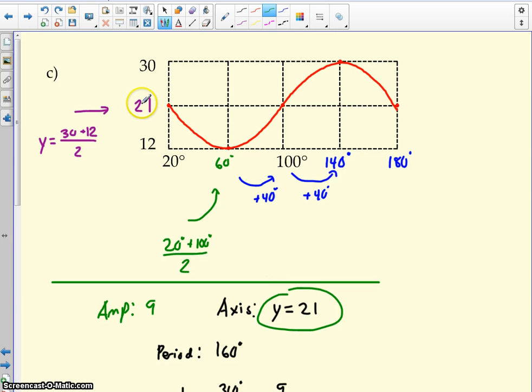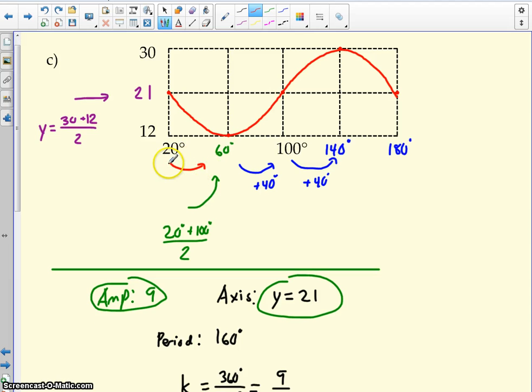I can also get my amplitude there. Distance from 21 to 30 is 9. Okay, for my x values here, to find the first one here, I averaged 20 and 100 because this value should be halfway in between them. That gave me 60. Once I had the 60 there, it gave me the pattern here. So it goes up by 40 degrees every single time I go up a quarter cycle. So I get the rest of the values there.